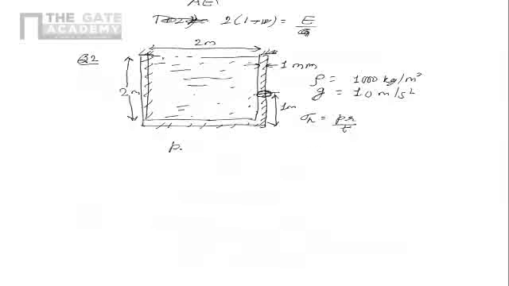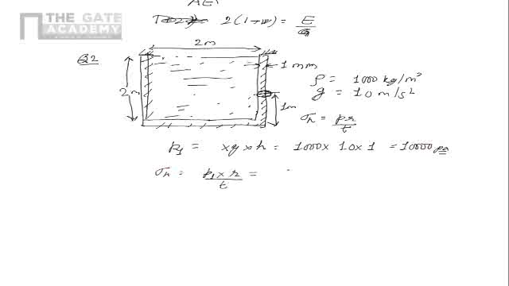For that point we first have to figure out what the pressure is there. The pressure at height 1 is given by rho g h, which is 1000 multiplied by 10 multiplied by 1. That's around 10,000 Pascal. So the hoop stress is the pressure P1 multiplied by R upon T. This pressure is 10,000, radius is 1 meter, divided by thickness 1 millimeter, which is 10 to the power minus 3 meter.